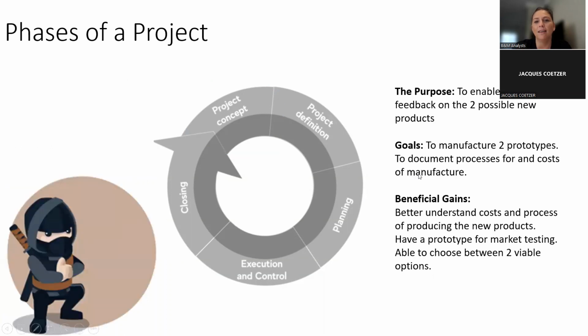Okay. The next one, the purpose is to enable testing and feedback on the 2 possible new products. Goals: to manufacture 2 prototypes and to document the processes for and costs of manufacture. And then the beneficial gains: better understand costs and processes of producing the new products, so that we have a prototype for market testing, and we are able to choose between the 2 viable options. Would this be the concept, the definition, planning, execution and control, or closing? What do you think?